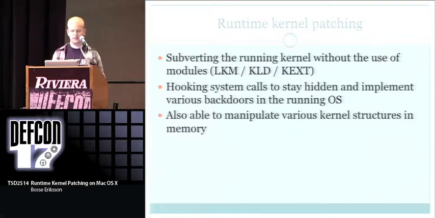Because that's like the basic entry point in the kernel for normal rootkits, like Weapon X. And we were going to do hooking system calls to stay hidden and implement various backdoors in the running OS by just patching the kernel directly in memory. You can also manipulate various kernel structures to do all kinds of crazy stuff if you want to, but I'm going to show you some basic examples.